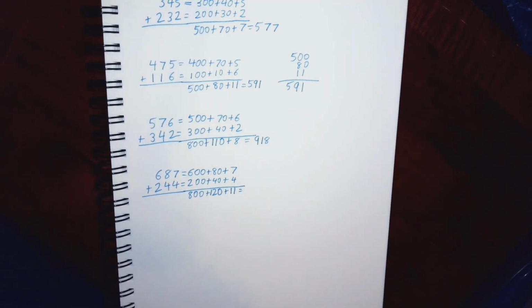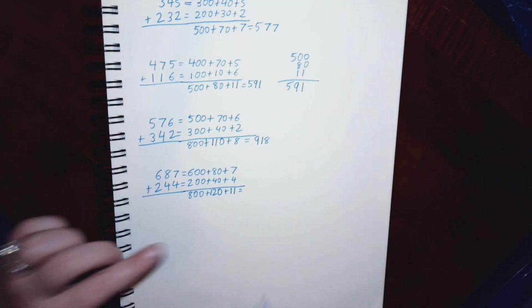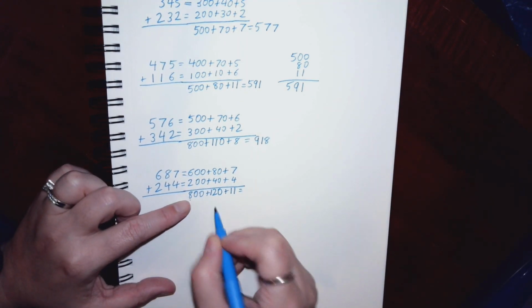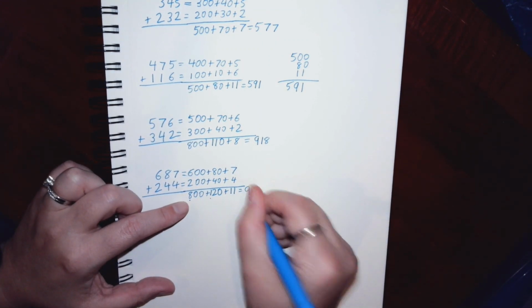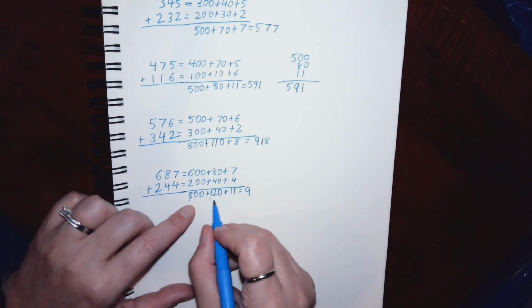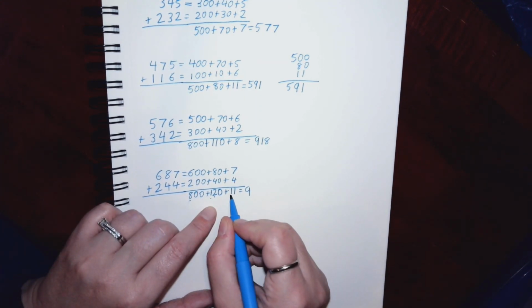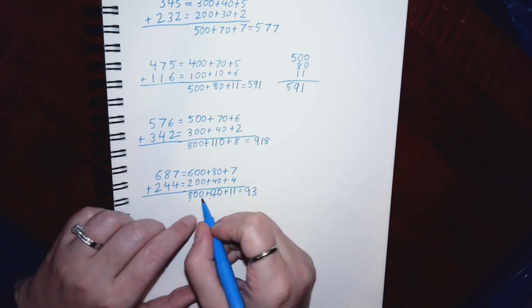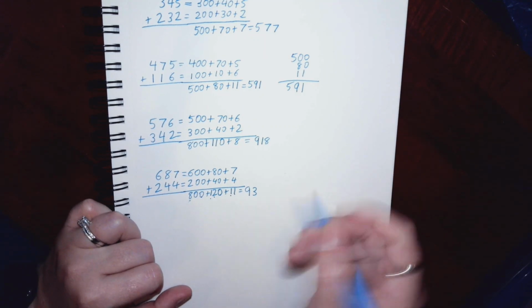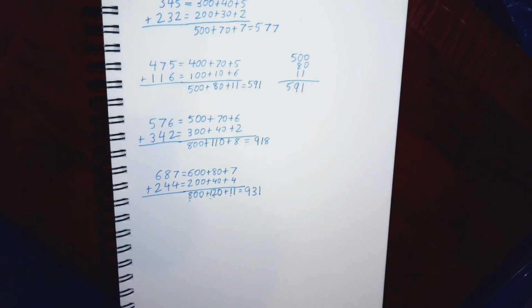Okay, so we're ready to combine now. So let's look for all our hundreds. So I have 800s here, and I have 100 here. So that's going to give me 900. No tens, but I have 2 tens here and 1 ten here. So that's going to give me 3 tens. Here I have 0 ones, 0 ones, and 11. So I have a total of 1 one. That gives me 931. So this is using partial sums for 3 digits with expanded form.